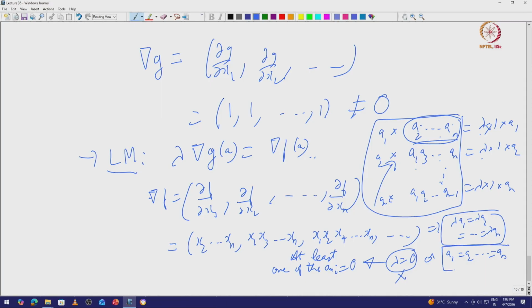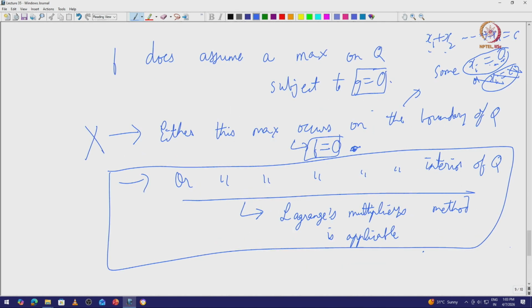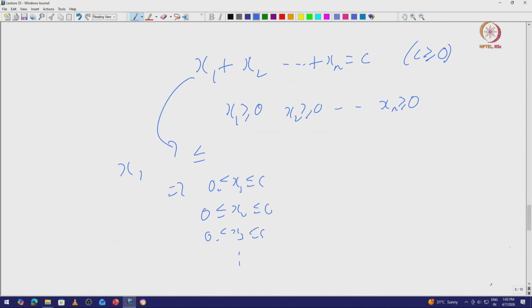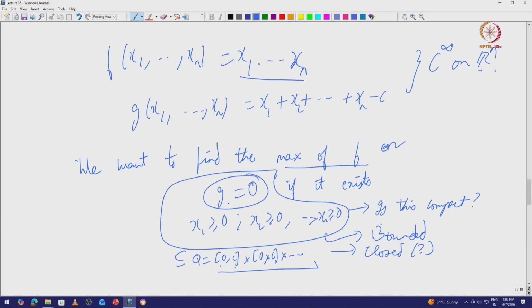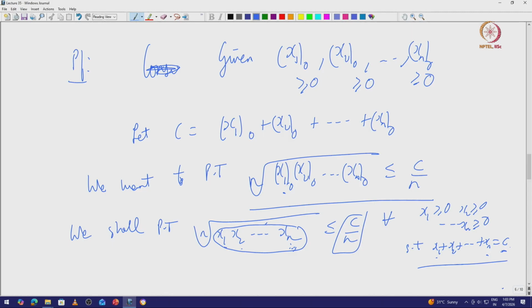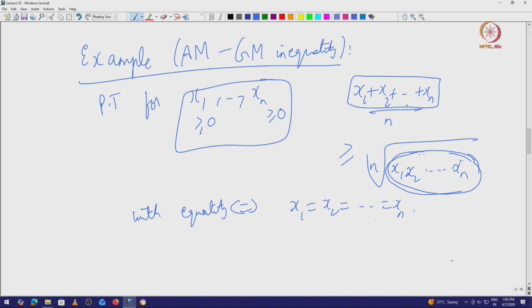So the maximum is attained when all of them are equal to each other, and when all of them are equal to each other, each of them equals c divided by n, and therefore the maximum of this is less than the nth root of (c divided by n) raised to n, which is c divided by n. In other words, the maximum of this is indeed c divided by n, which is what we hoped for. Okay, so this is a proof of the A.M.-G.M. inequality using the method of Lagrange's multipliers.